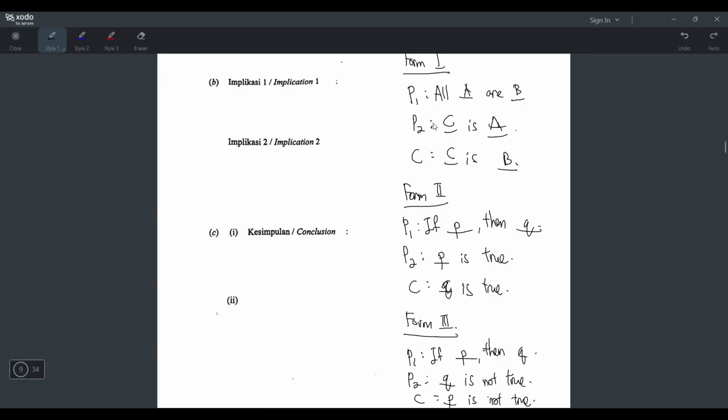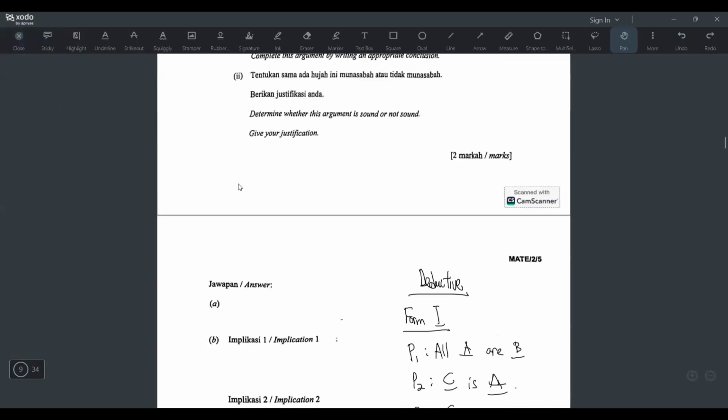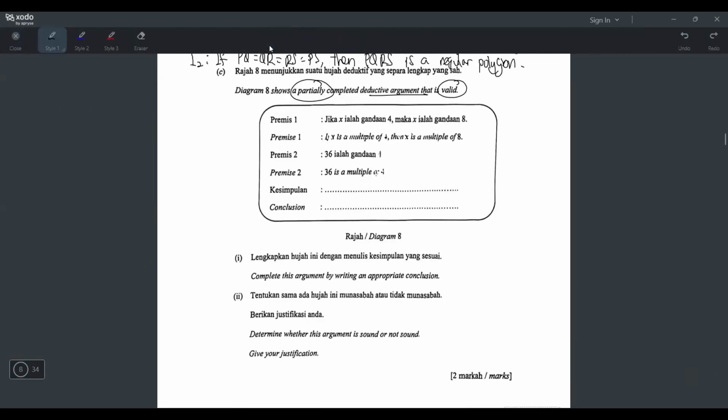So these are the three forms that you need to memorize. Take note: the order here is very important. For form number 2, they mention P is true, then only Q is true. But form number 3 is Q is not true first, then only P is not true. So they already say that this is a valid deductive argument. What is valid, by the way?